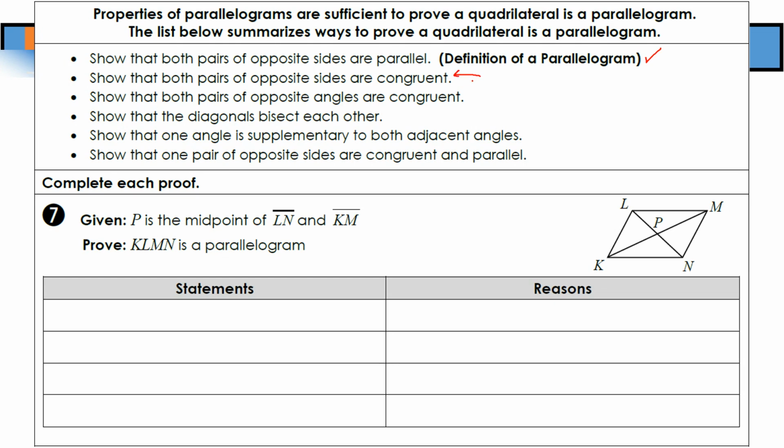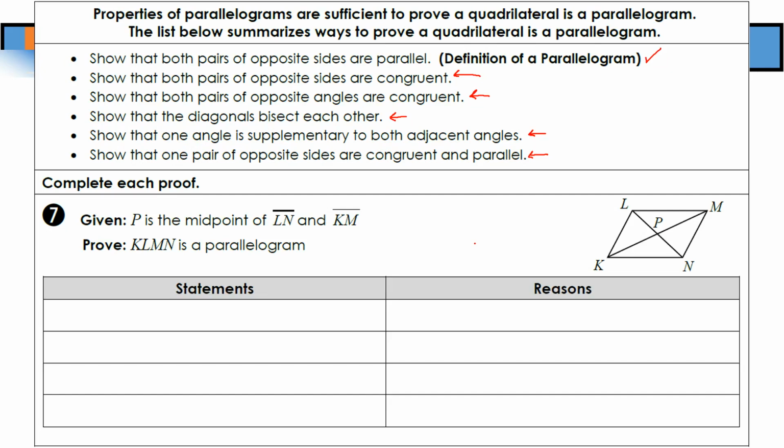parallelogram. We can show that both pairs of opposite sides are congruent. If we can do that, we've proven a parallelogram. Same thing with the pairs of opposite angles. If we can establish that those are congruent, then we have a parallelogram. We can show that the diagonals bisect each other, or we can show that one angle is supplementary to both adjacent angles, or show that one pair of opposite sides are congruent and parallel. That will shorten a lot of our proofs.